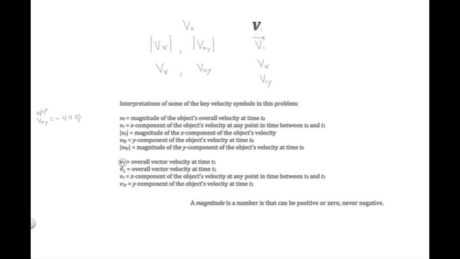Here are some of the symbols we used for time 1. Notice that these two symbols mean the same exact thing. This symbol in boldface means the same as the symbol with an arrow. In the textbook it's usually written in boldface, but on paper you would usually write it with the arrow. These two things mean the same thing.